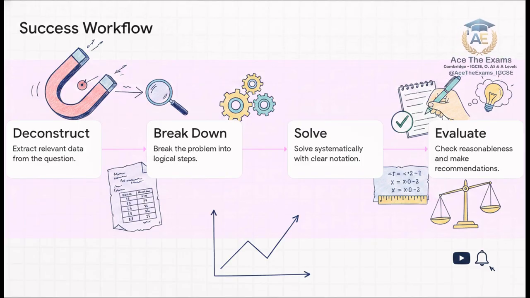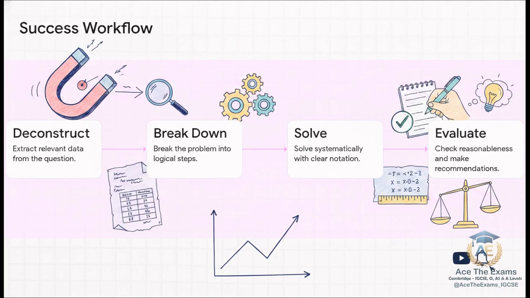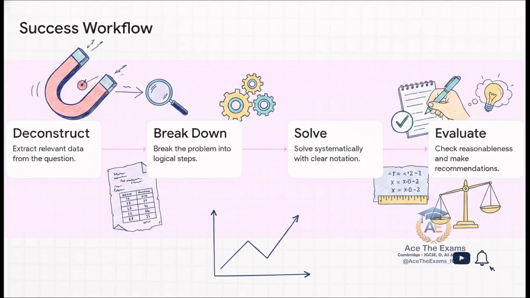First, you deconstruct the command words like analytically prove and extract only the relevant data. Second, you break the complex problem into logical steps. Do not try to solve it all in one massive, messy paragraph. Third, solve systematically using the PEEL framework and perfectly clear physics notation. And fourth, always check your final answer for reasonableness and ensure you have made justified recommendations based on the actual context provided. That is your time management matrix right there.